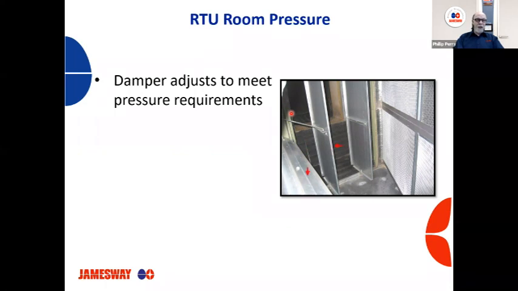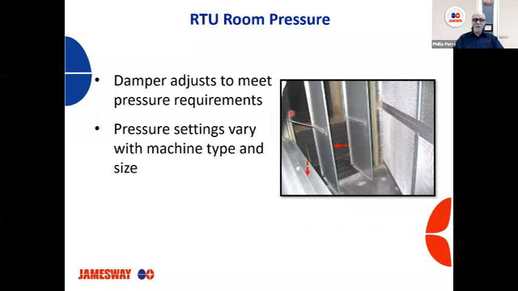This is a Trane rooftop example here. Pressure settings vary with machine type and size of the pressure that we want in the room. But as the damper system, as it shows with air returns, the linkage modulates. So the dampers work oppositely, so that when one closes, the other one opens.